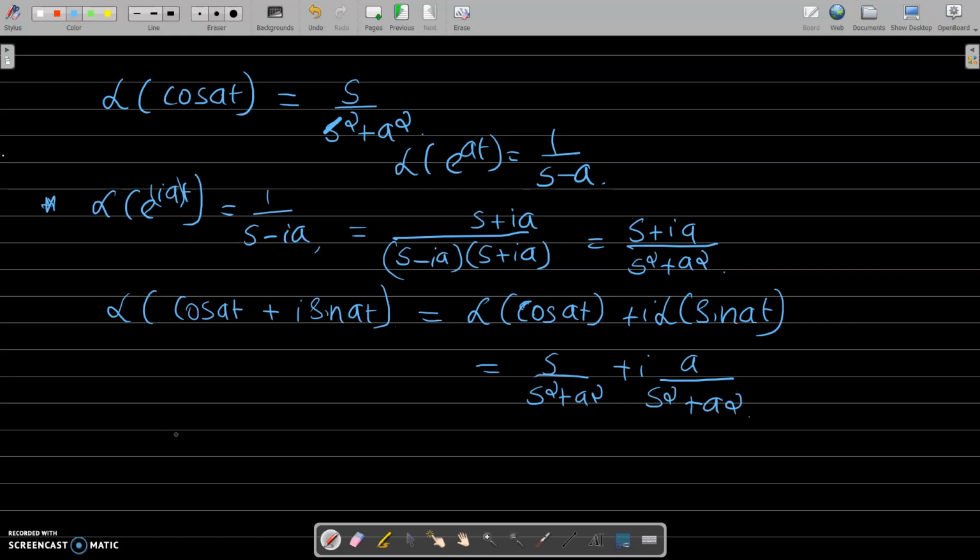Okay, so from this, taking the real part, Laplace transform of cos at equals s by s square plus a square, and taking the imaginary part, Laplace transform of sin at equals a divided by s square plus a square. Through both methods you can prove that Laplace transform of cos at is equal to s by s square plus a square, and Laplace transform of sin at is equal to a divided by s square plus a square.